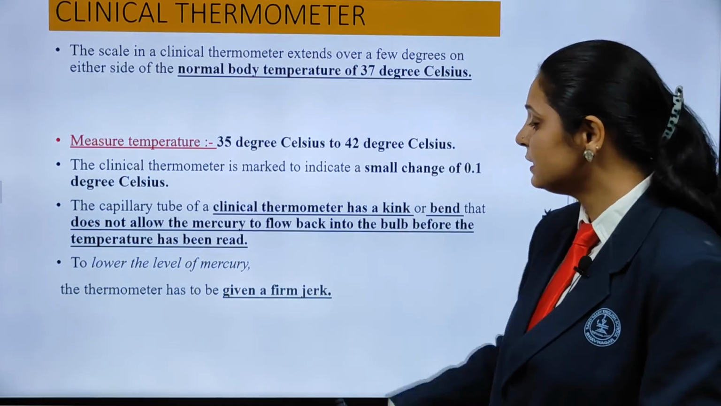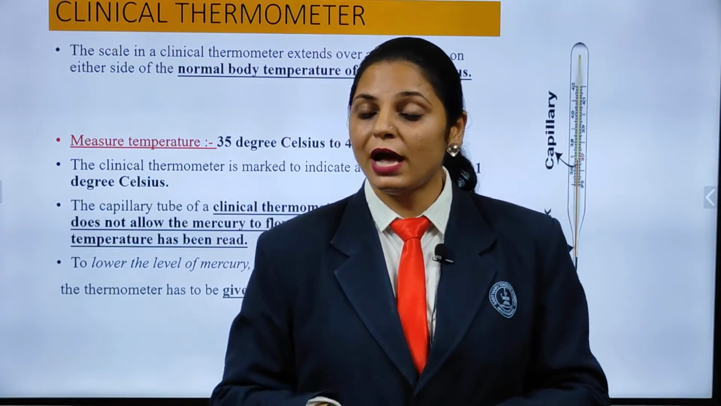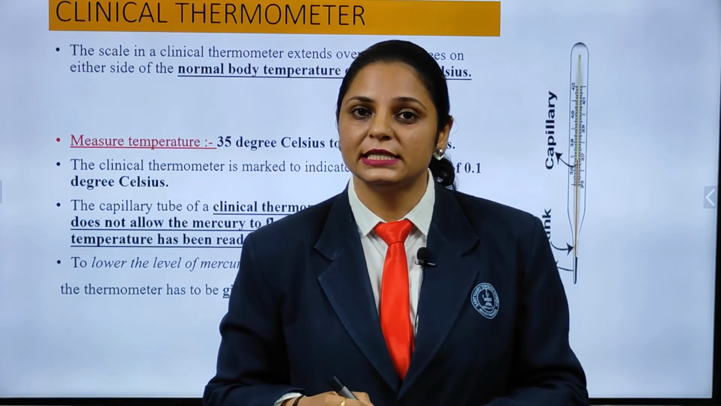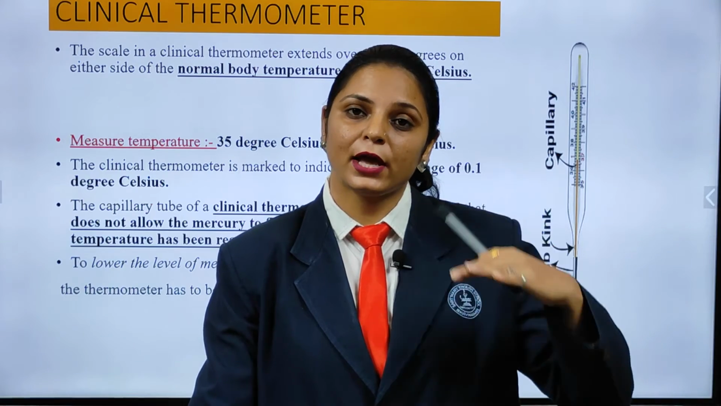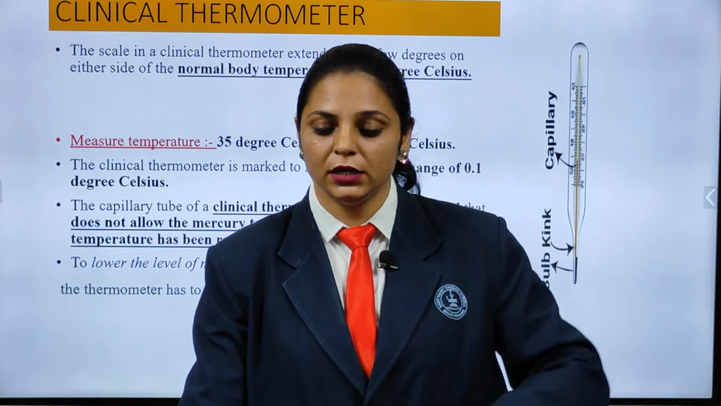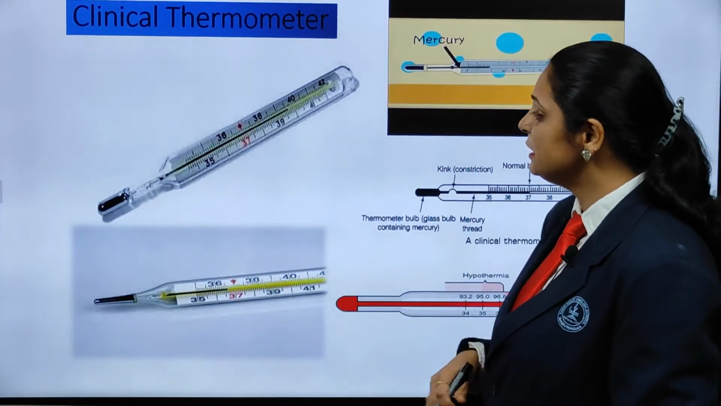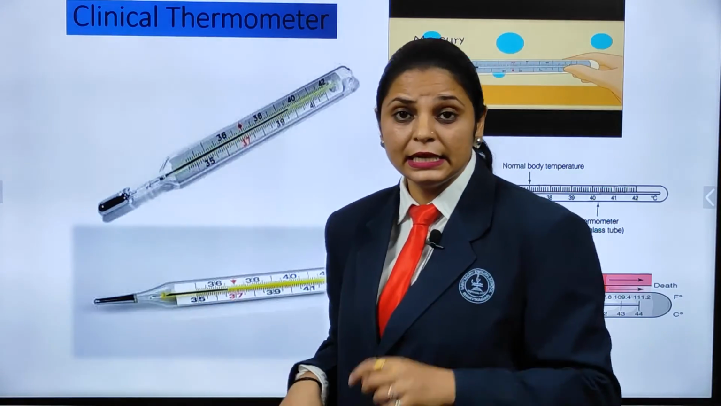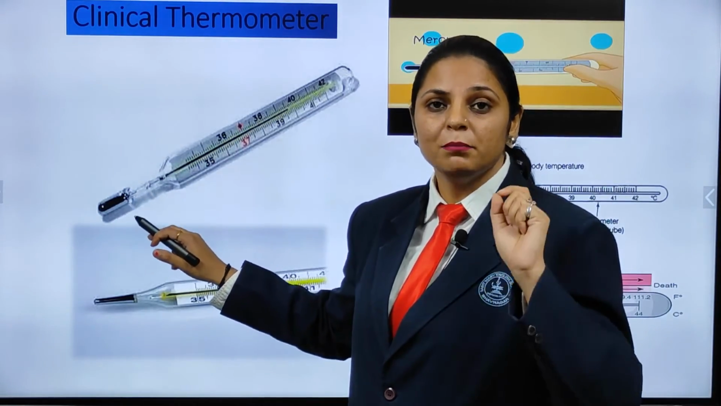And if you want to check another person with the thermometer, what will happen? Then you have to jerk it. You have to jerk it like this so that it will come down to 37, the standard temperature, so that it can give an accurate temperature of the other person. So this is how the clinical thermometer looks. This is the capillary tube, this is the bulb, and inside this bulb, the silvery colored thing is mercury.